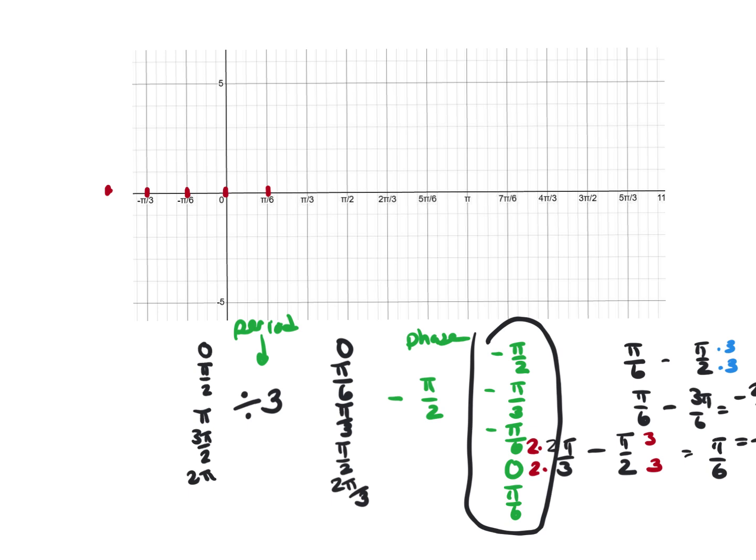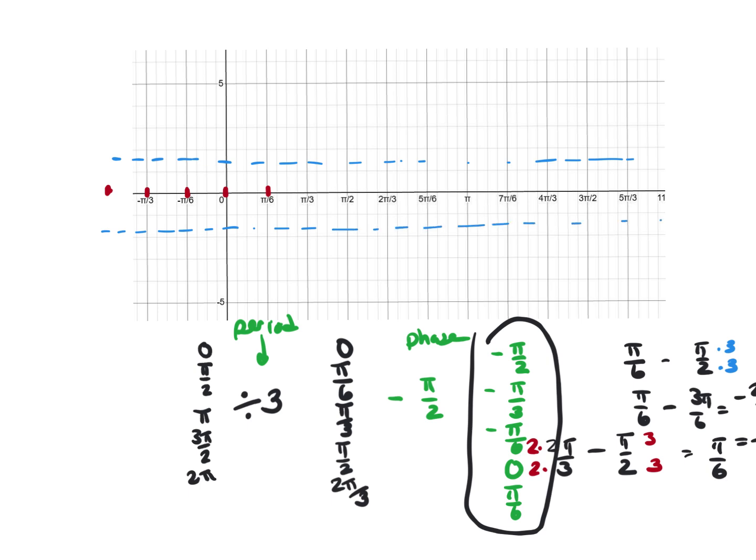Now there's no vertical shift, but the amplitude is 1.5. So I'll just go up 1.5. That'll be my top. My midline is just 0 because it doesn't go up or down, and this is going to be the bottom.